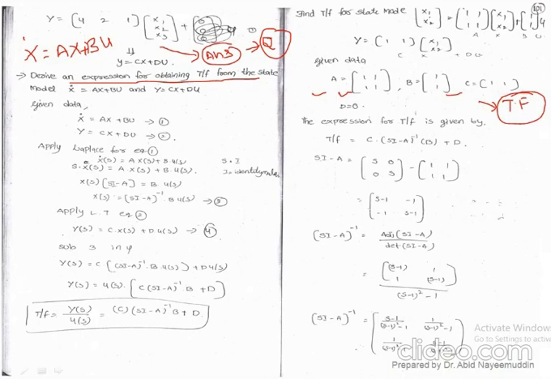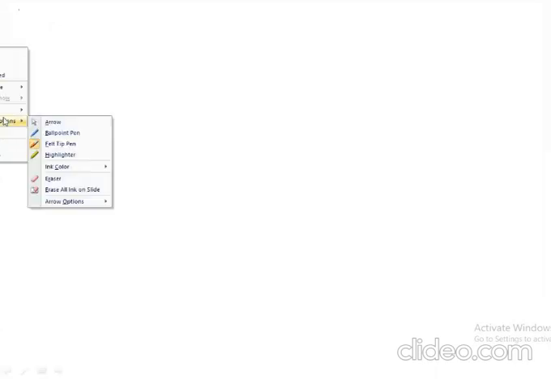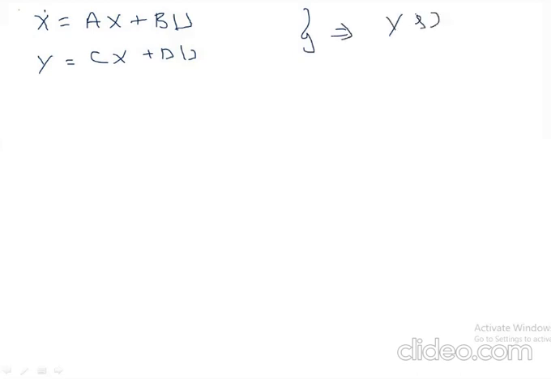Let me derive the same thing. Let me write here how to get the formula for determining the transfer function. To derive that, let me consider the state model equation. All of you are aware that the state model equation is x dot is equal to ax plus bu, and similarly the output equation is y is equal to cx plus du. Now here we need to get the ratio y of s by u of s, that is the transfer function.